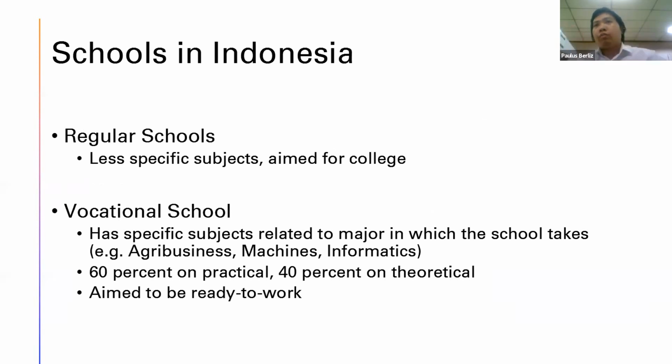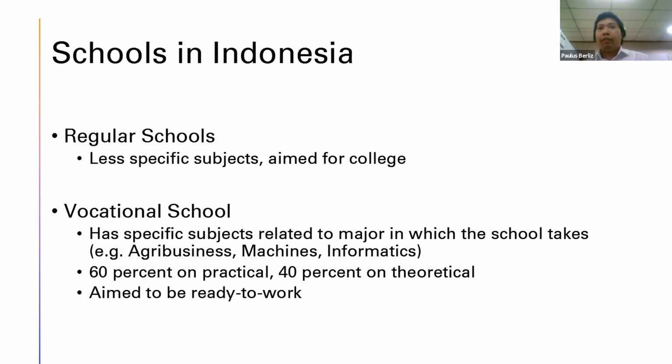Now, about the schools in Indonesia, there are two kinds of schools. There are regular schools, which mostly teach subjects like physics, science, maths, etc. And there is also the vocational school. The difference is that vocational schools give specific subjects related to the major the school chooses, such as agribusiness, machineries, or informatics. Unlike regular schools, vocational school subjects include computer science topics like programming for informatics, or for agribusiness, they learn about plantation and the soil, how soil works, and so on.